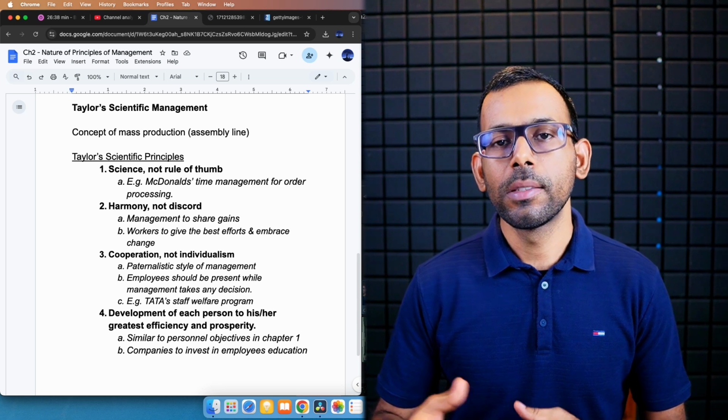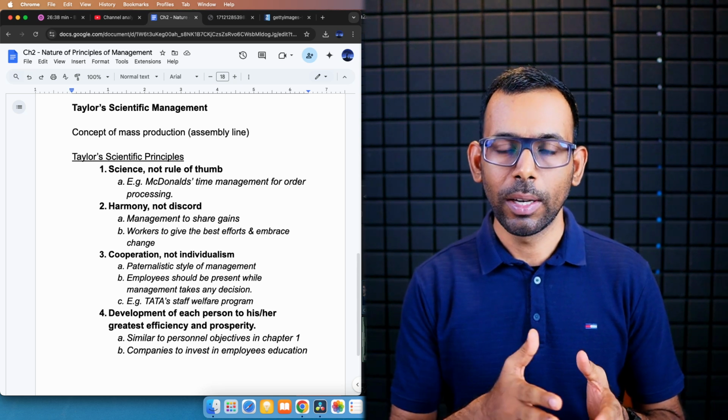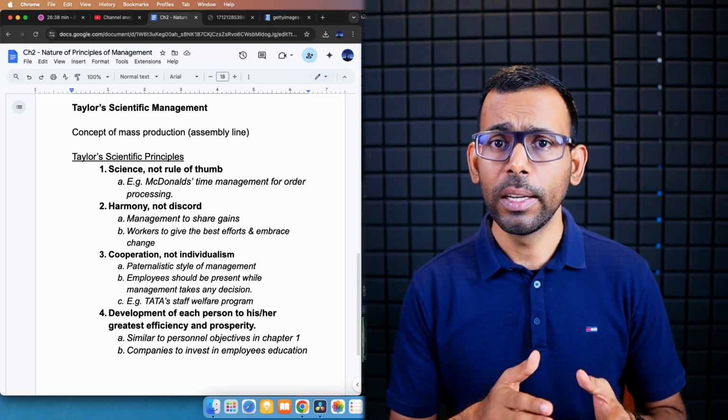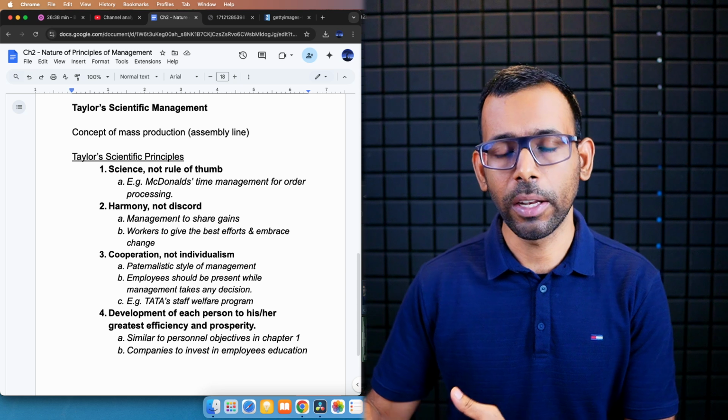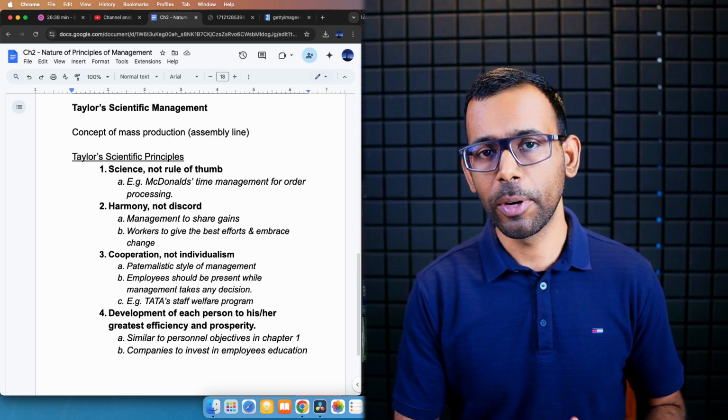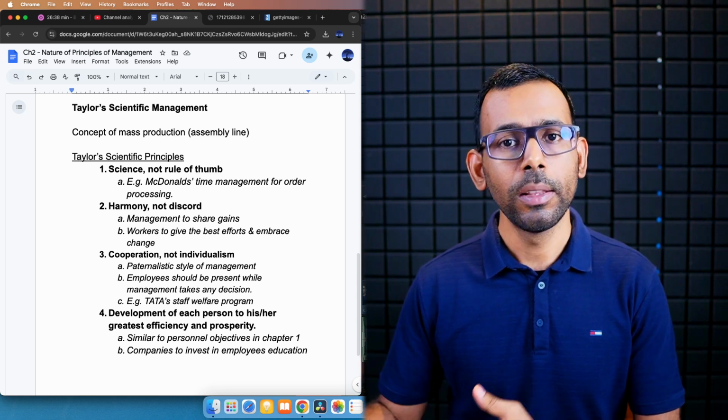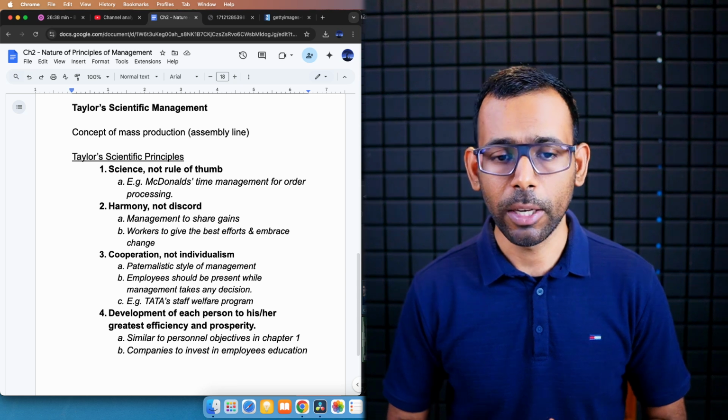To understand Taylor's scientific management, we need to classify it into two types. One is Taylor's scientific principles and then the other is Taylor's scientific techniques. In today's class, we will talk about principles. In the next class, we will talk about the techniques of Taylor's scientific management.